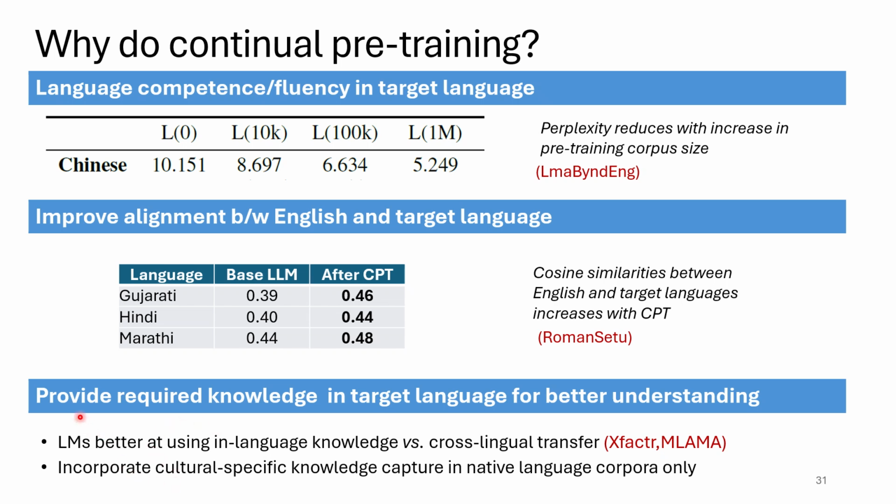Finally, we want to provide knowledge in the target language for better understanding, because it is well studied and understood that models presented with native language can make better use of in-language information than doing cross-lingual transfer. This is from various cross-lingual probing studies like X Factor and MLAMA. Plus, of course, the data curation of culture-specific multimodal knowledge can bring in culture-specific knowledge that is not captured in the English data. And that is why you would want to do continual pre-training.